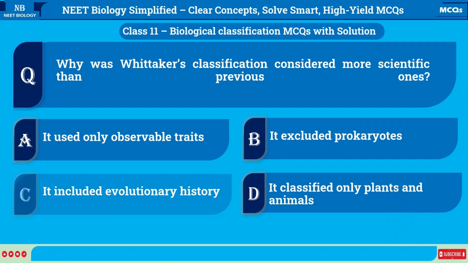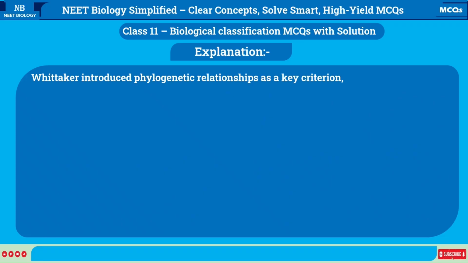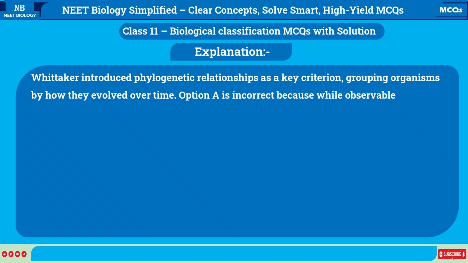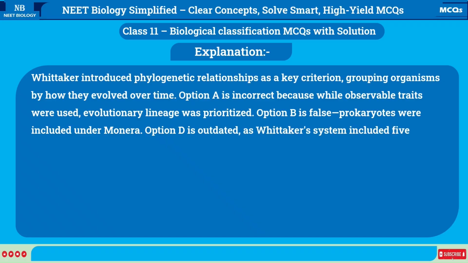Correct answer is C, it included evolutionary history. Explanation: Whittaker introduced phylogenetic relationships as a key criterion, grouping organisms by how they evolved over time. Option A is incorrect because while observable traits were used, evolutionary lineage was prioritized. Option B is false. Prokaryotes were included under Monera. Option D is outdated, as Whittaker's system included 5 kingdoms.